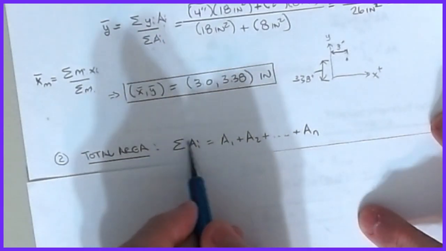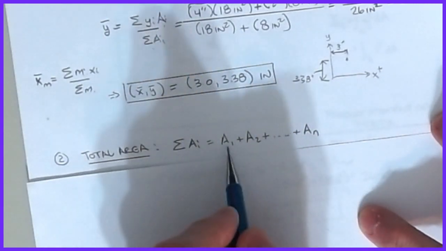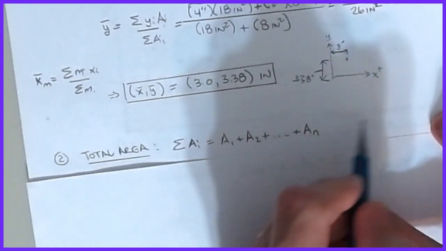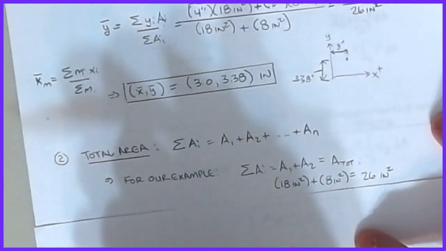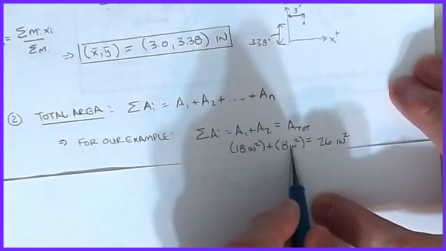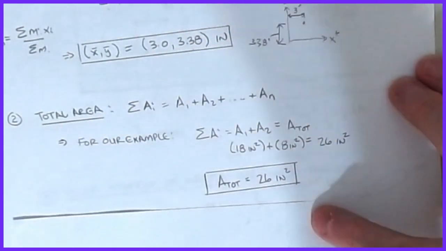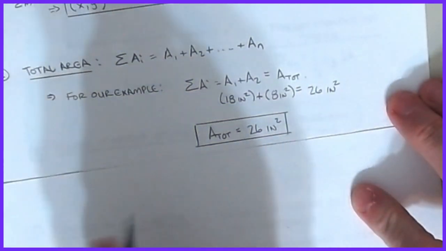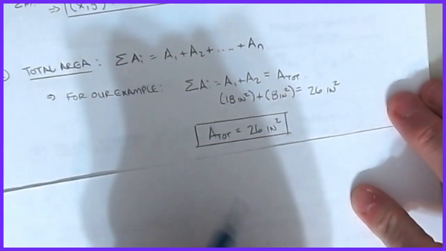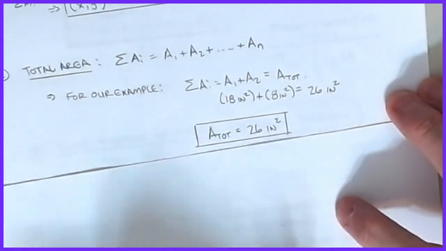And so basically we're saying that the sum of the area is basically the summation of A1 plus A2 plus however many areas that you have. For us, we're just going A1 to A2. So for our example, the area is then just 18 plus 8, 26 inches squared. There's A total. Okay, and this becomes a very important calculation in stress when we start calculating the stress on an object from a load, from an axial standpoint.